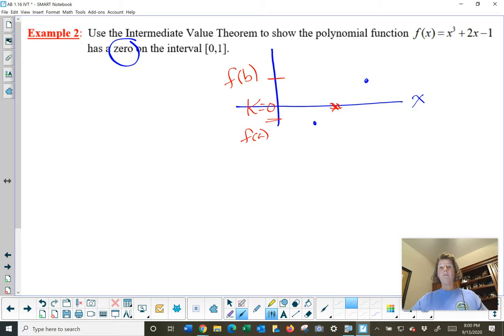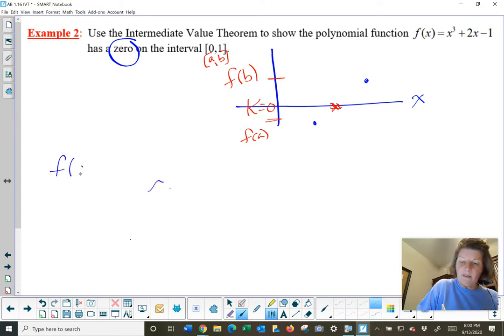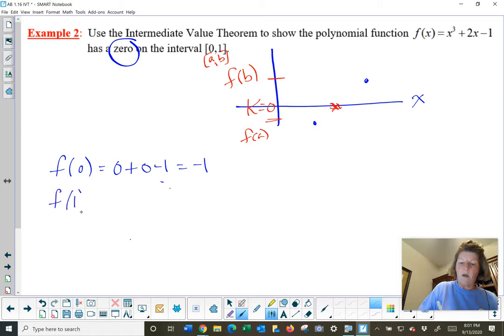So how do I go about proving that? Well, what I'm going to do is take their endpoints. Remember, this is a and b. It's the domain of our function, and let's examine that. So let's do f of 0. Putting it into the f function would give us 0 cubed plus 2 times 0 minus 1. So we're getting negative 1 there. And then I'm going to do f of 1.